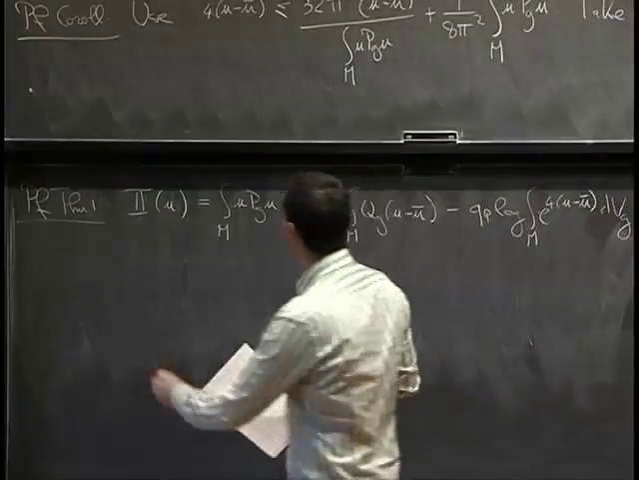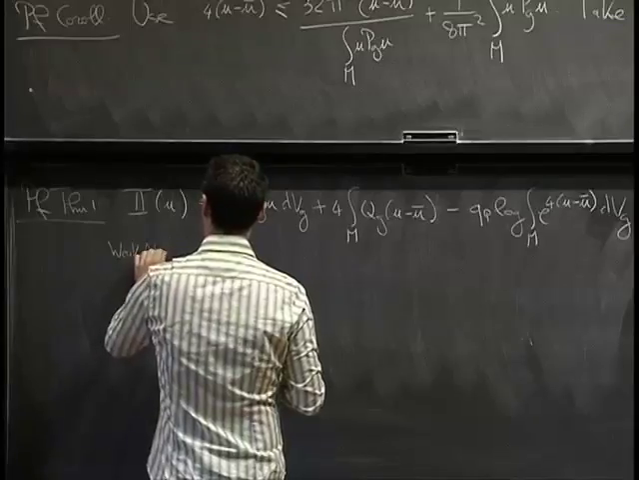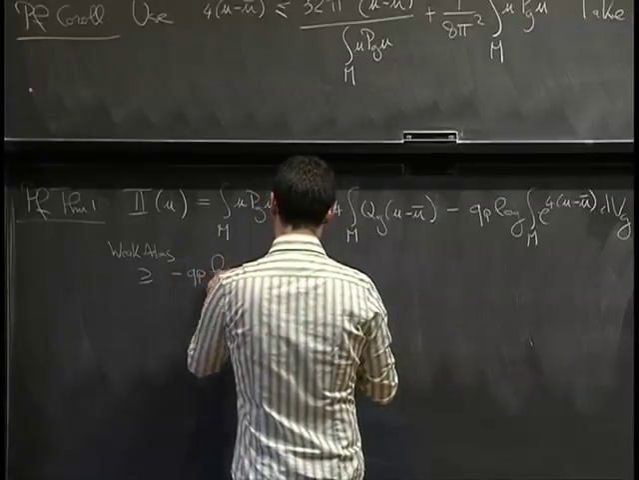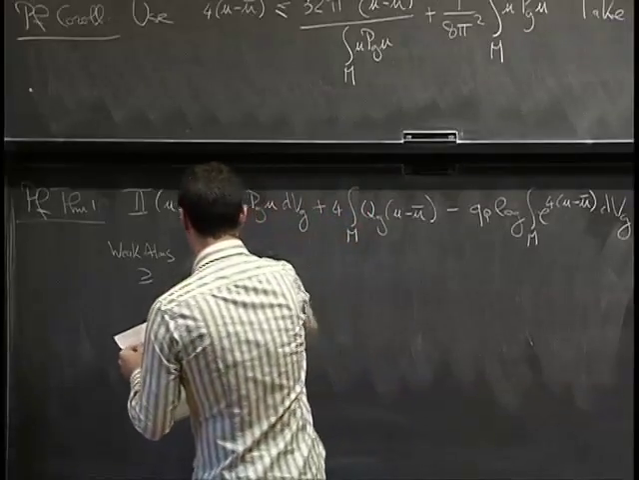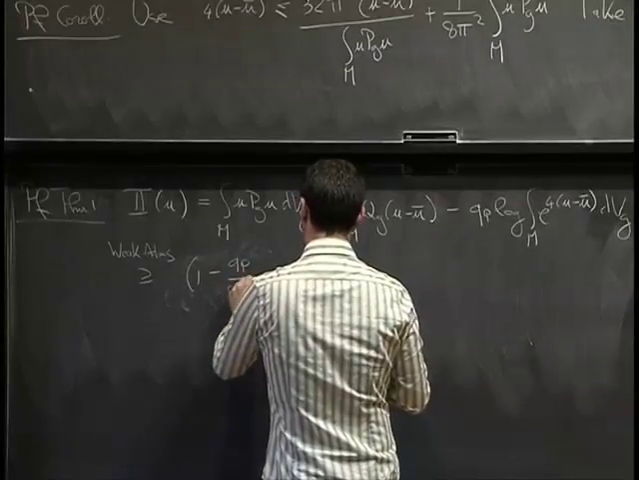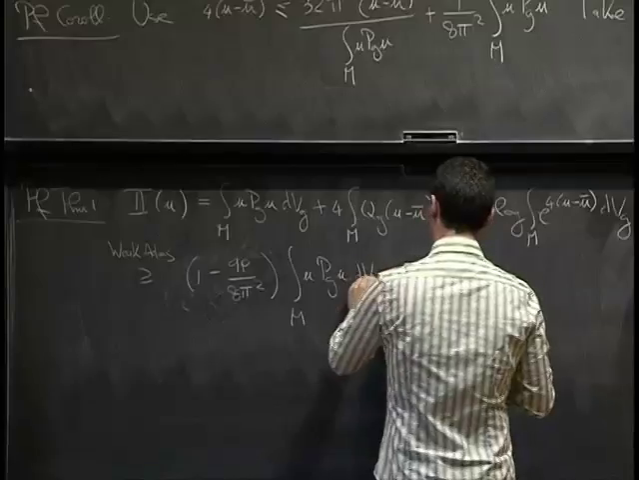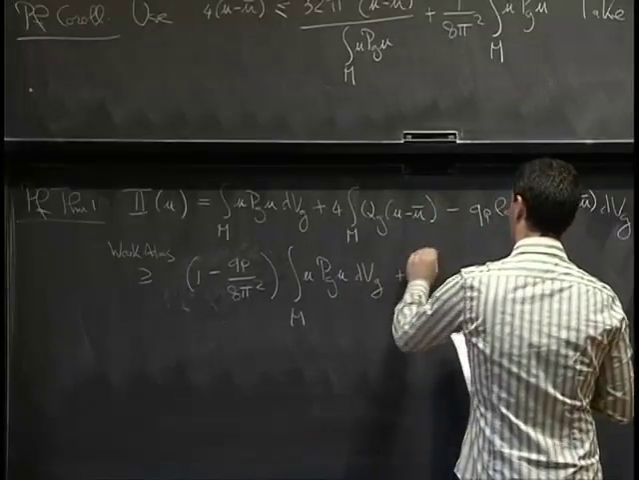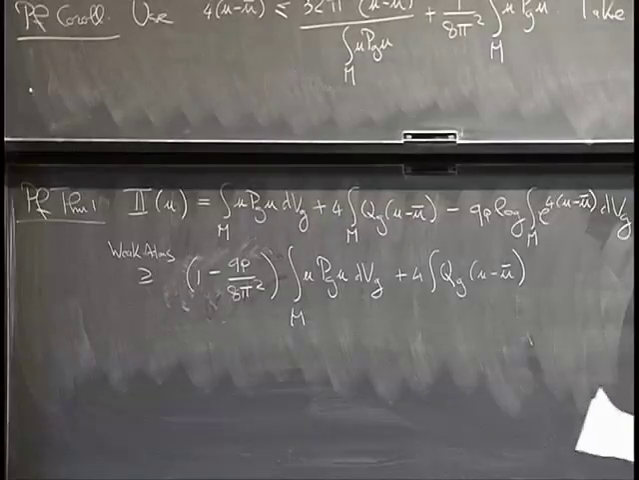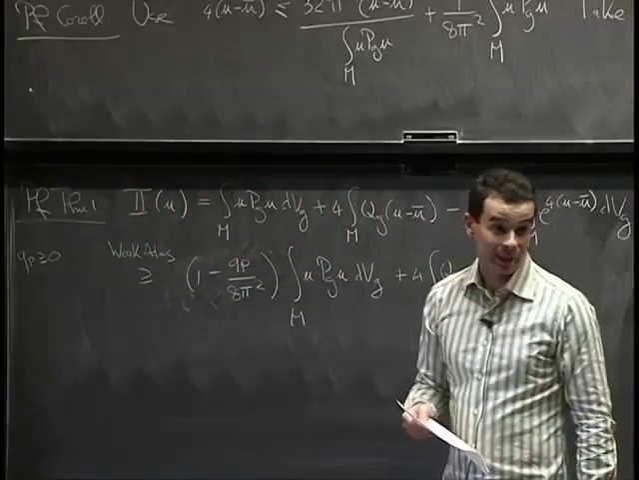Now we just use the weak Adams inequality. So this is greater or equal than 1 minus Q_P divided by 8 pi squared, times the integral of u P_g u over M dV_g, plus 4 times the integral of Q_g (u minus u bar). Oh, by the way, here I'm assuming that Q_P is non-negative. It will be even easier for Q_P negative.